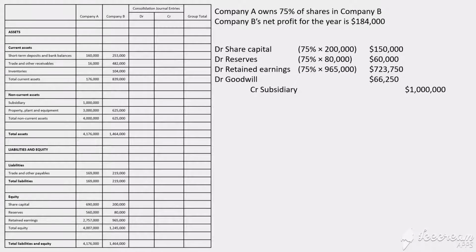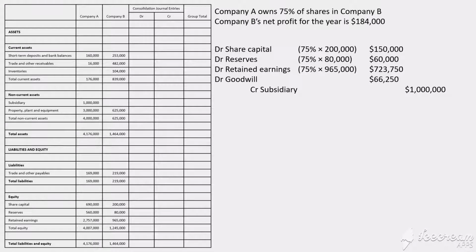Now let's move on to record the non-controlling interest. There are two parts to this. First, recognizing the portion of the subsidiary's net profit which belongs to the non-controlling interest. That's why I mentioned the subsidiary's net profit for the year. Second, recognizing the portion of the subsidiary's equity which belongs to the non-controlling interest. Let's do the net profit first.